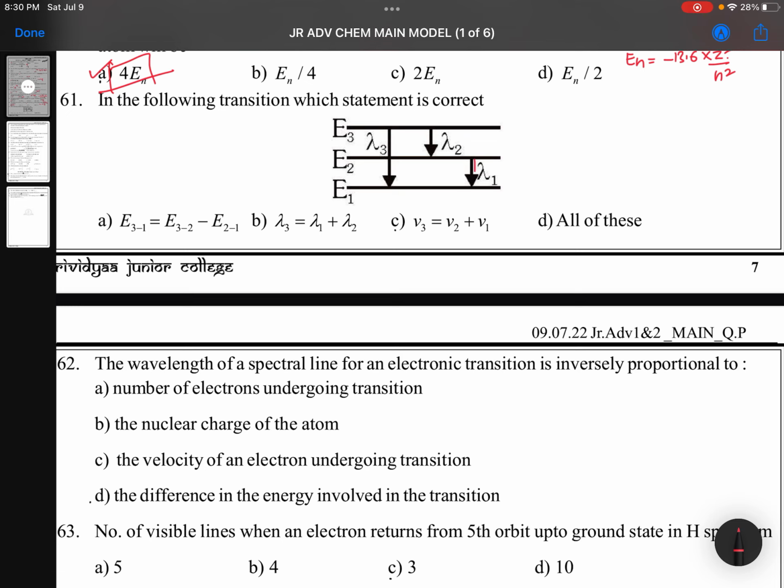In the following transition, which statement is correct? See, this is lambda 1, this is the first level, second level, third level. So this will become correct if it is plus. So this is a wrong option. Lambda, it will become correct when this is given like this. So this is also a wrong option. This is the right option.